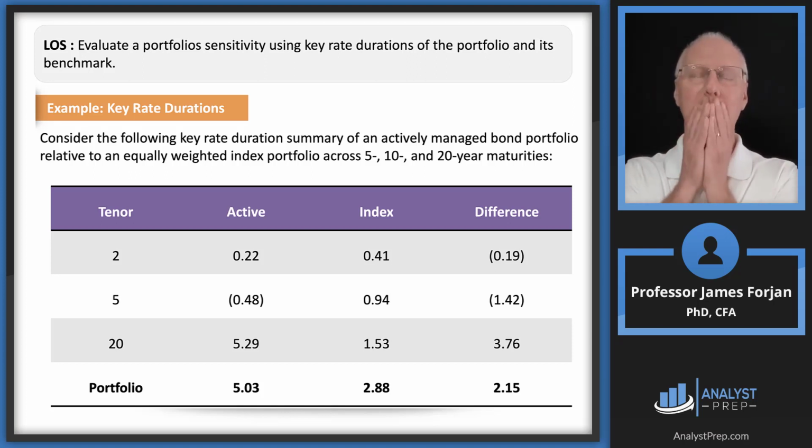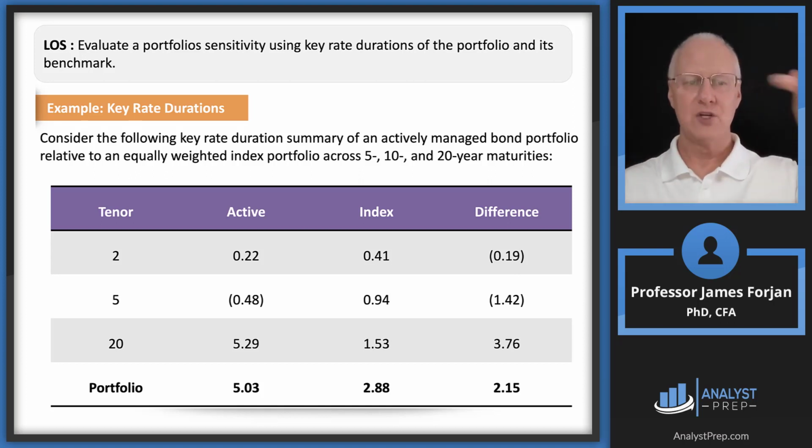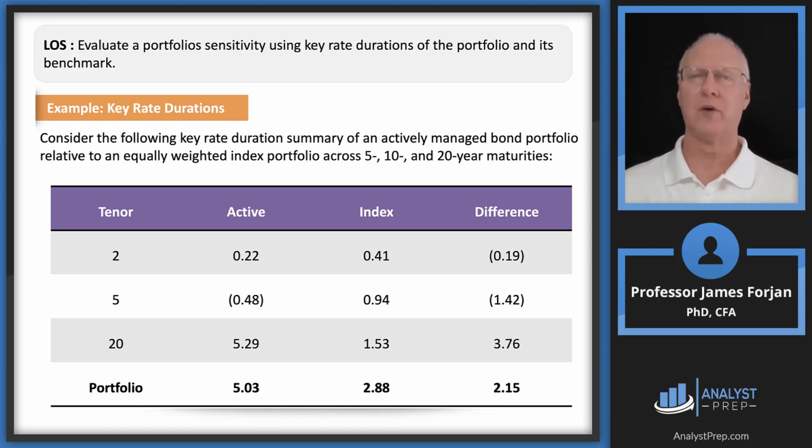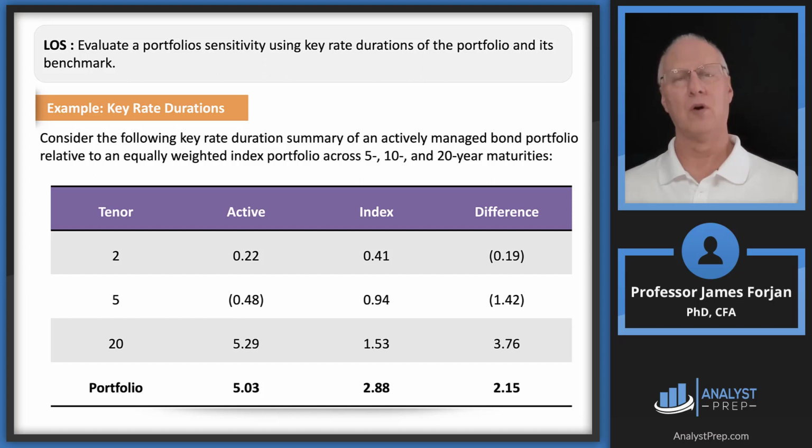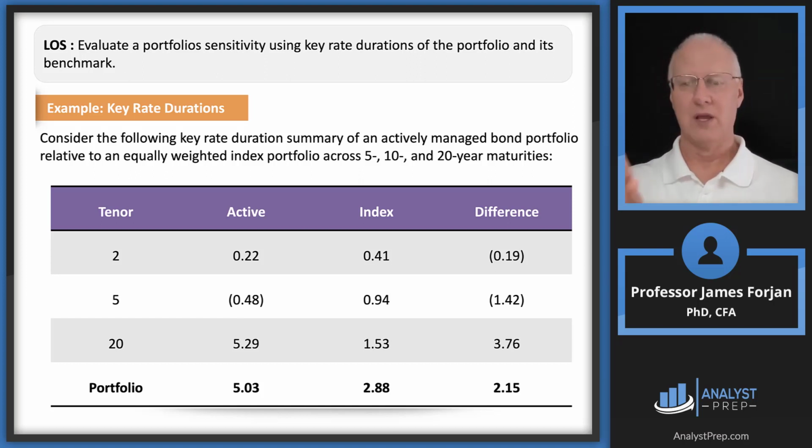All right, so here we go. We're trying to decide, across 2, 5, and 20 years, whether our actively managed bond portfolio is going to underperform or overperform the index. We're going to highlight those differences over there on the right-hand side.